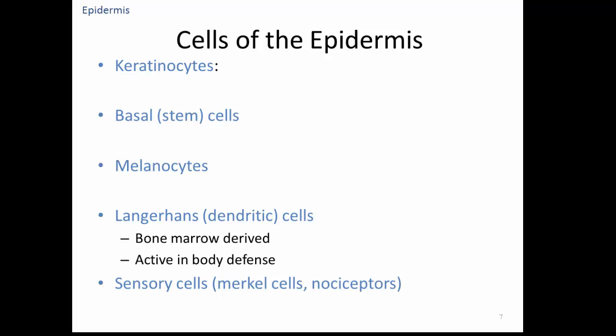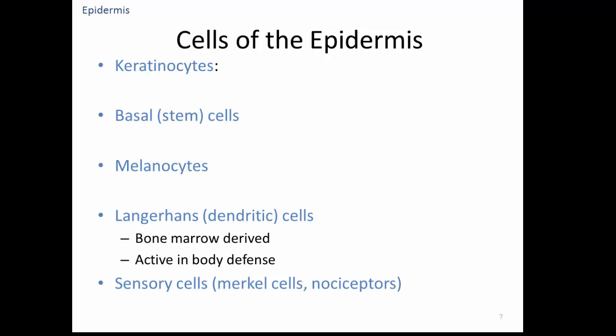Another cell type that we find in the epidermis are basal cells, which are a type of stem cell. Now, stem cells are cells in the body that can do 2 things. Number 1, they can replicate themselves, and number 2, they can differentiate or become a different cell type. So these basal cells in the epidermis of skin, they can create new keratinocytes, so they can differentiate into new keratinocytes.